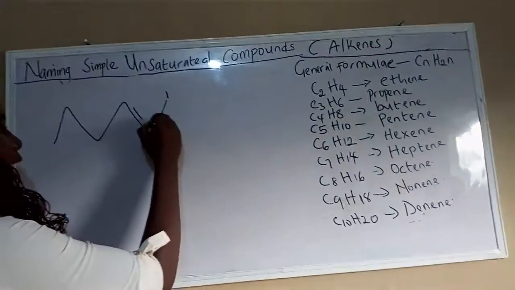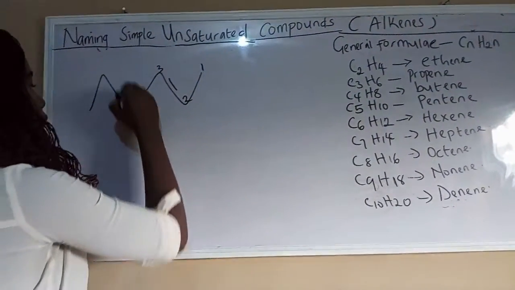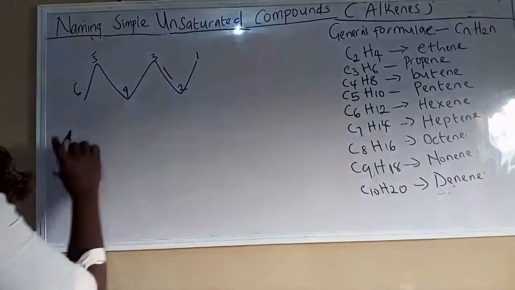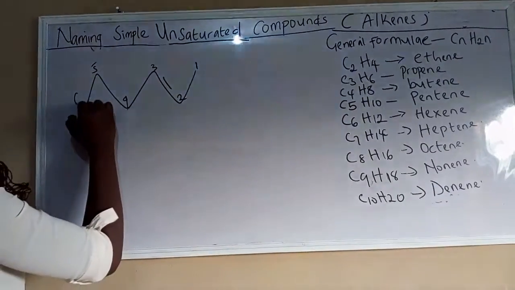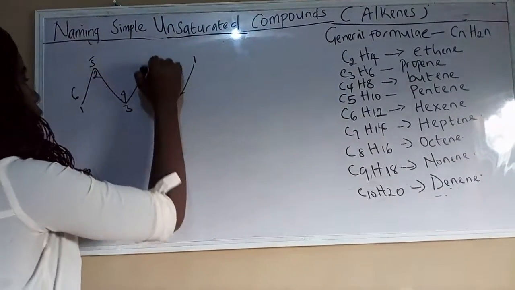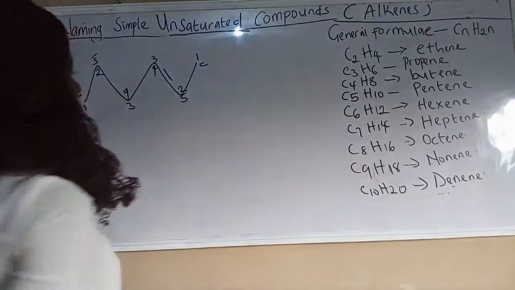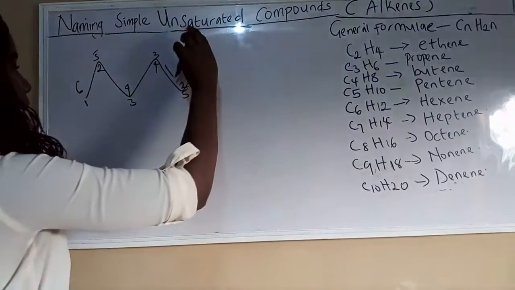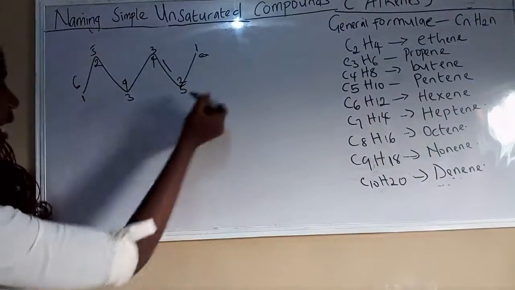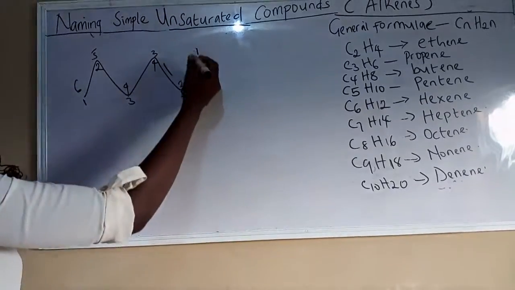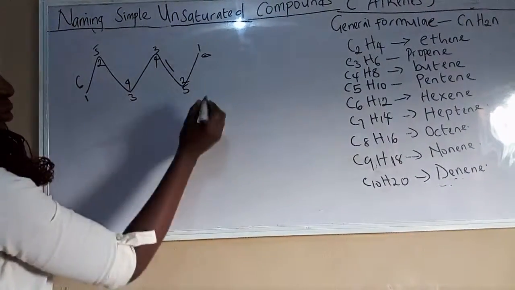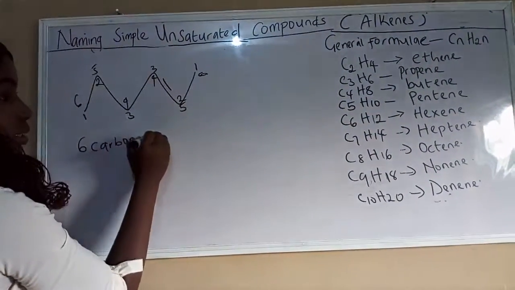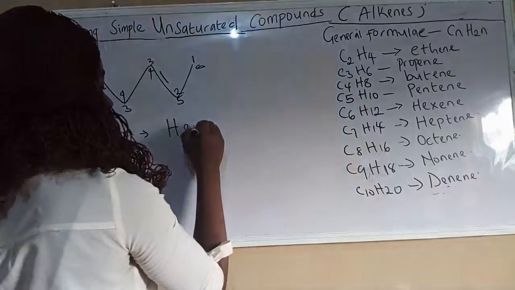We have 1, 2, 3, 4, 5, 6. When we name this otherwise, we have 1, 2, 3, 4, 5, 6. So the nearest to the double bond is in between 2 and 3. So you take it like this. So it's going to be, how many carbon is there? 6 carbon. And when you have 6 carbon, 6 carbon is hexane.